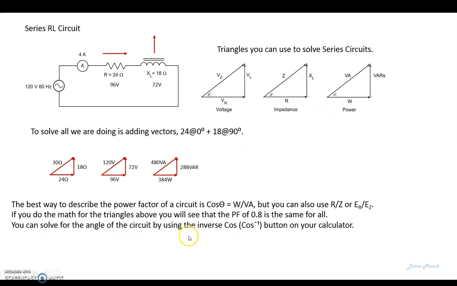We can also solve for the angle by inverse cosing the power factor, and we can use the cos to the -1 button on your calculator to do so. We can get 36.87 degrees for our angle, lagging in this case because it is an inductor. The same method can be used to solve for series RC circuits, where we just have both resistance and capacitance.